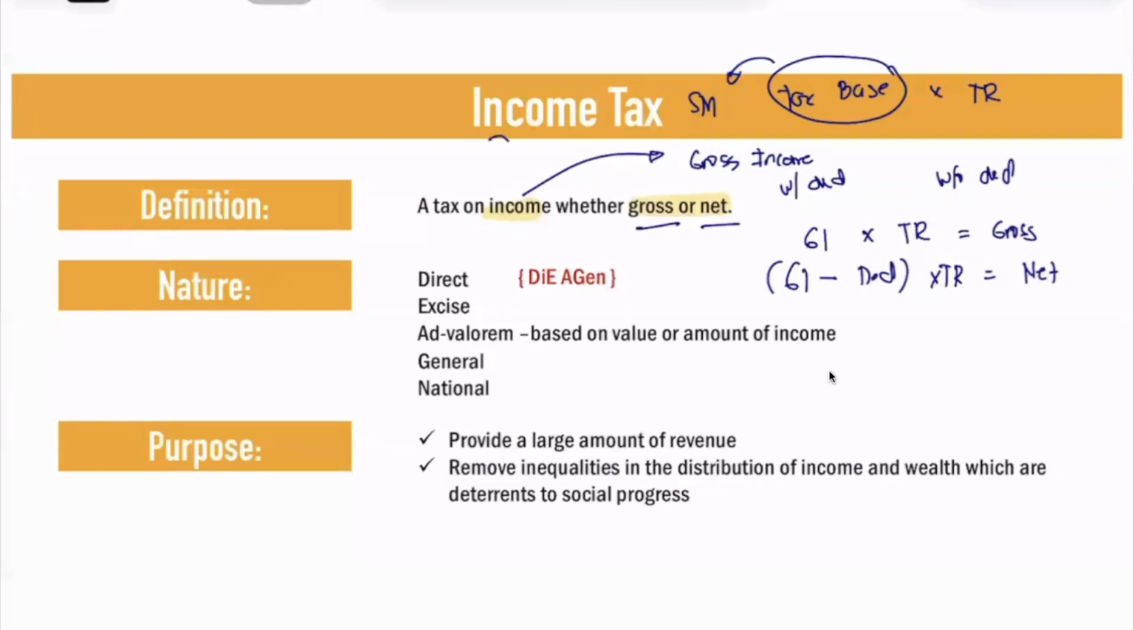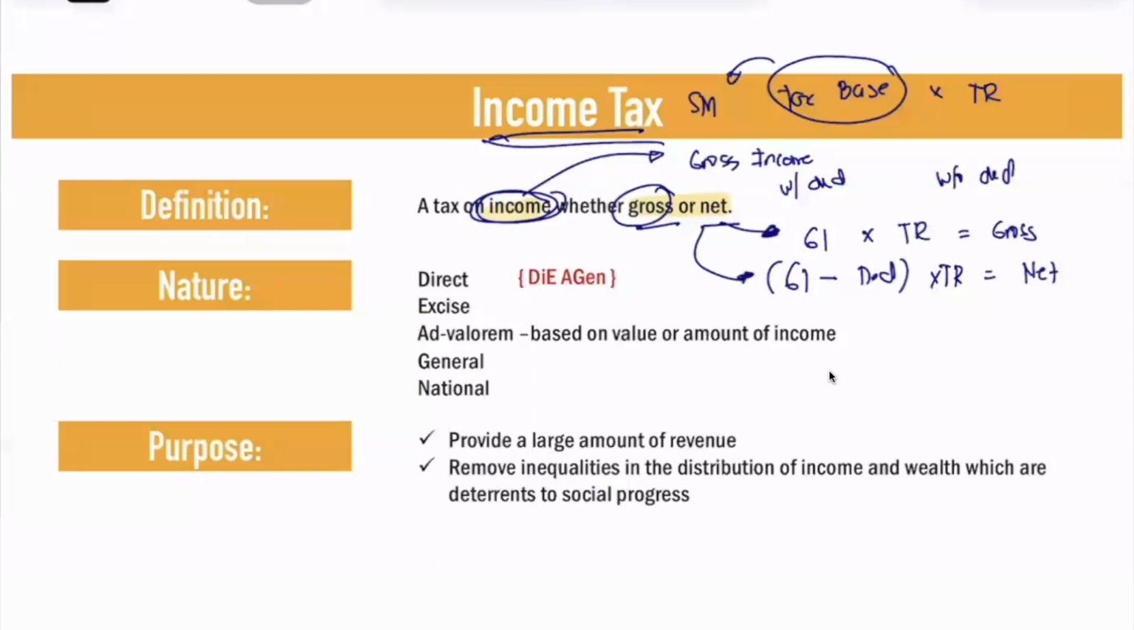So, since we are under income tax, it means that our tax base is the income itself. Now, how do you tax it? It's either gross, meaning there's no deduction, or net, meaning there is a deduction. And then you multiply that to a particular tax rate. As we go through income taxation, you will learn that there are types of income which are purely subject to tax at gross, and there are types of income which are purely subject to tax at net.